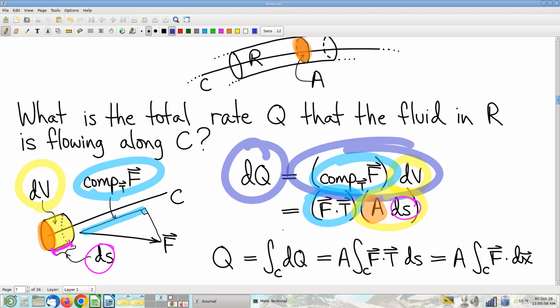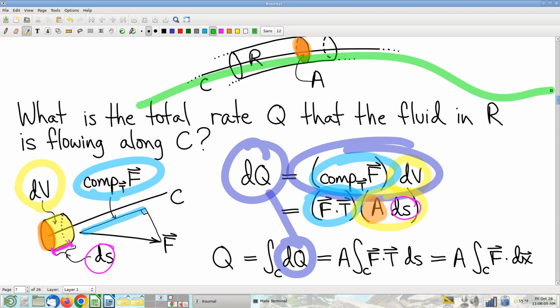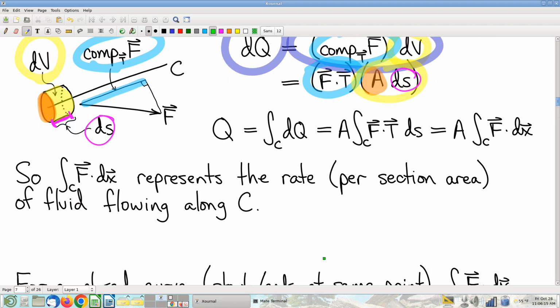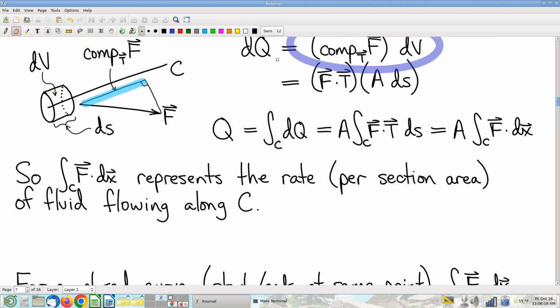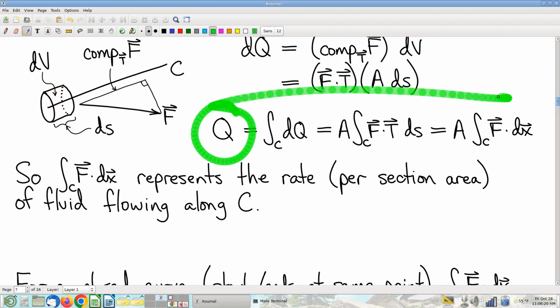Then we take our dQ and add up over the entire curve. I've got to add up over all the pieces of the curve, and you get an integral. And lo and behold, weirdly, what we all together get is something that directly involves a vector line integral. Keep in mind, our whole goal here was to figure out what a vector line integral means when you're talking about fluid flows.